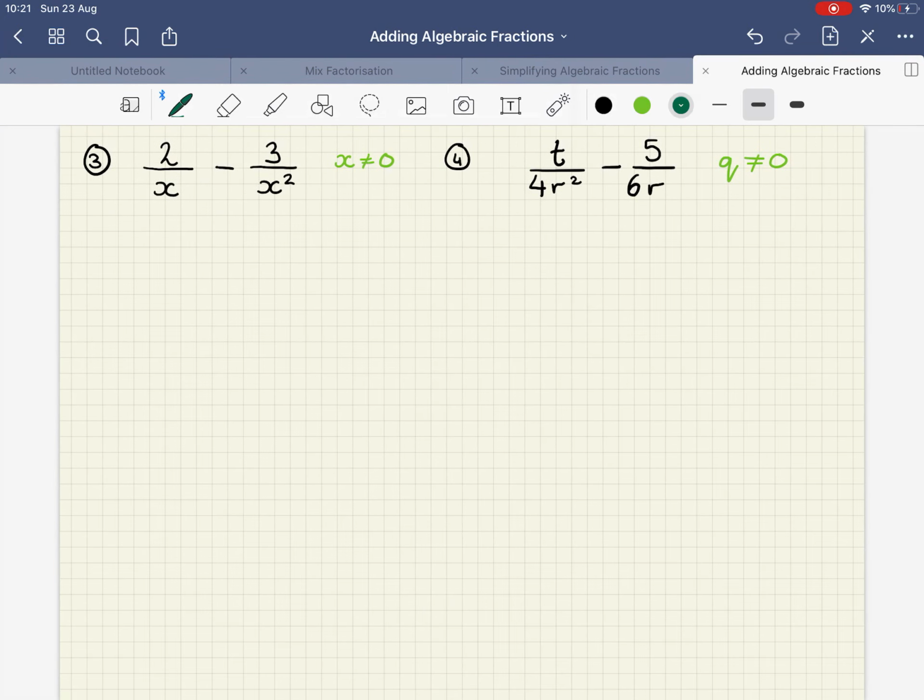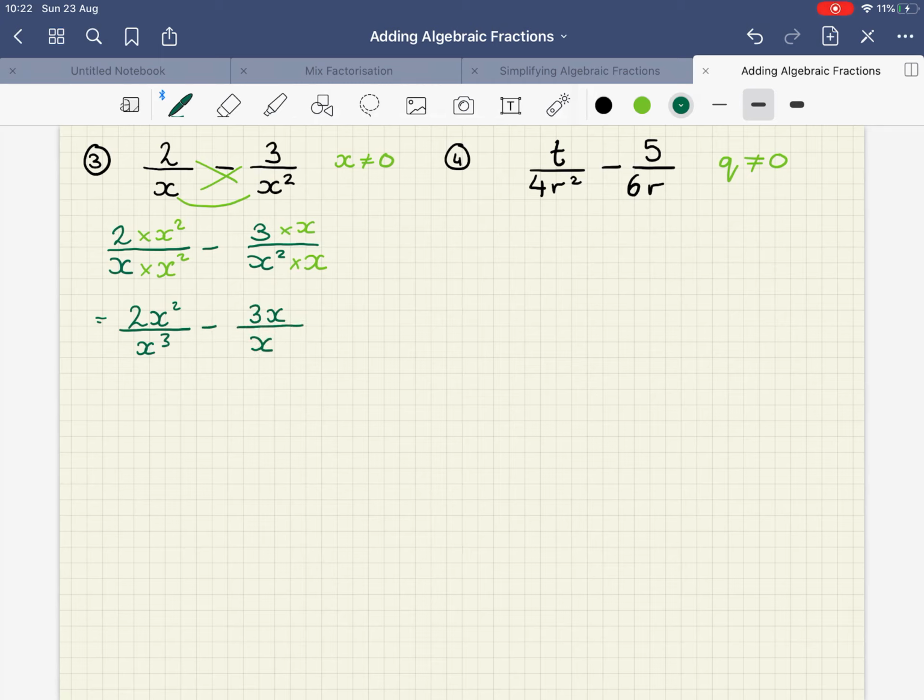Okay, so these next two questions here, this is where the kiss and smile method does come into a bit of difficulty. I'm going to start off by just processing it the same way I have been doing. So 2 times x squared, 3 times x, and multiplying the bottoms. So I've now got 2x squared over x times x squared is going to give me x cubed. And then I take away the tops.